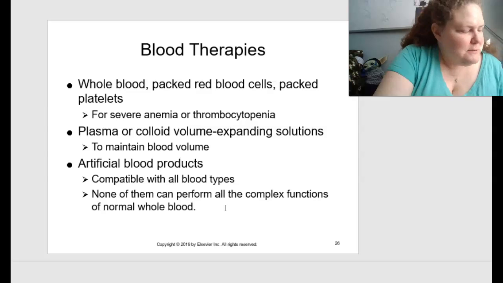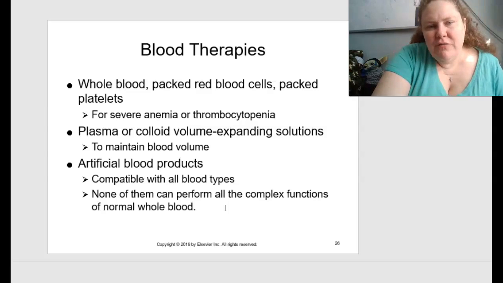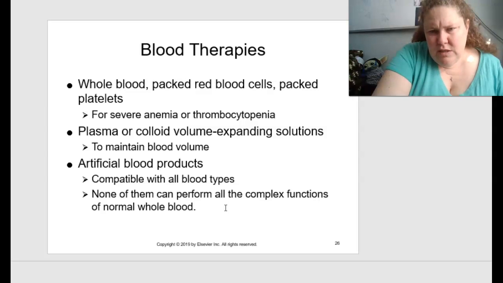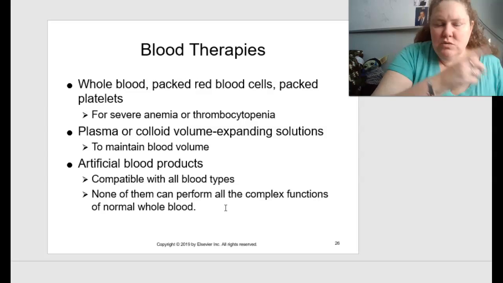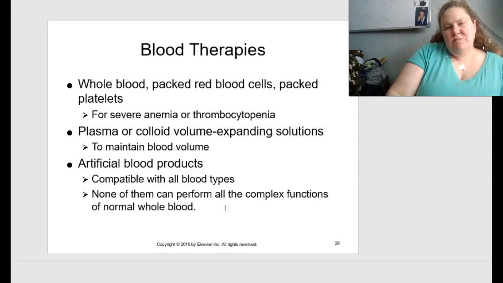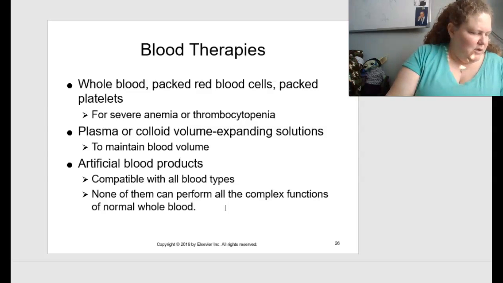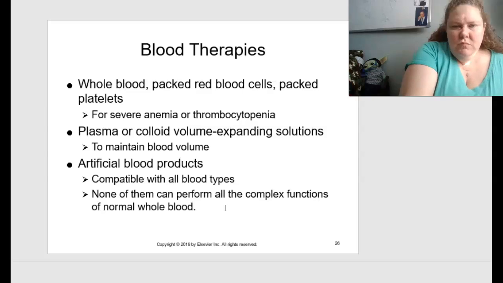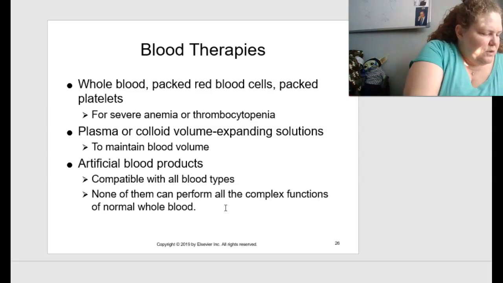So what about blood therapies? Again, this is discussed on page 195 of your book. You have whole blood, packed red blood cells, and packed platelets. And basically for severe anemia or thrombocytopenia is what we would be wanting to do this type of therapy for. You also have plasma or colloid volume expanding solutions, and these are used to maintain blood volume. So these can be administered without risk of reaction because they're free of antigens and antibodies, and they help in balancing osmotic and hydrostatic pressures.